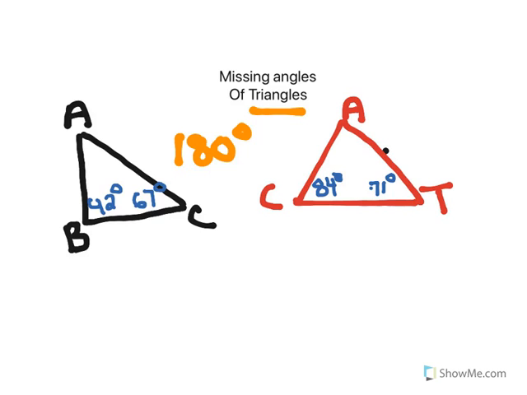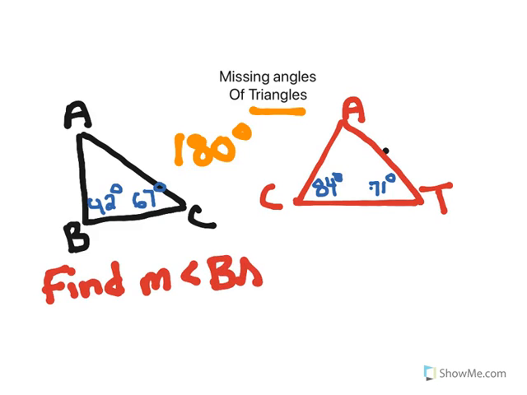So for our first one, this black triangle here, we are going to find the measure of angle BAC. Now, you've probably never seen this language before, so let me just tell you what I'm talking about real quick. M stands for measure when we're talking about angles, just an abbreviation for us. This symbol right here that looks like a less than symbol is actually a symbol for angle. So this says the measure of angle BAC.